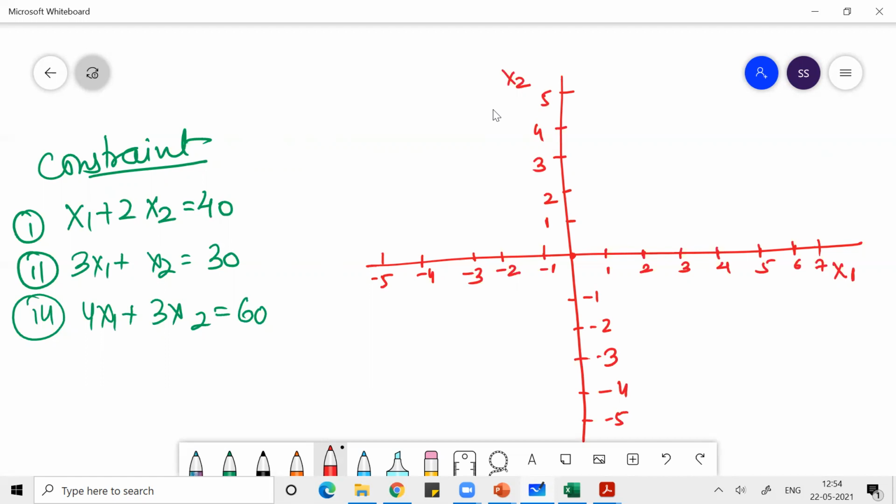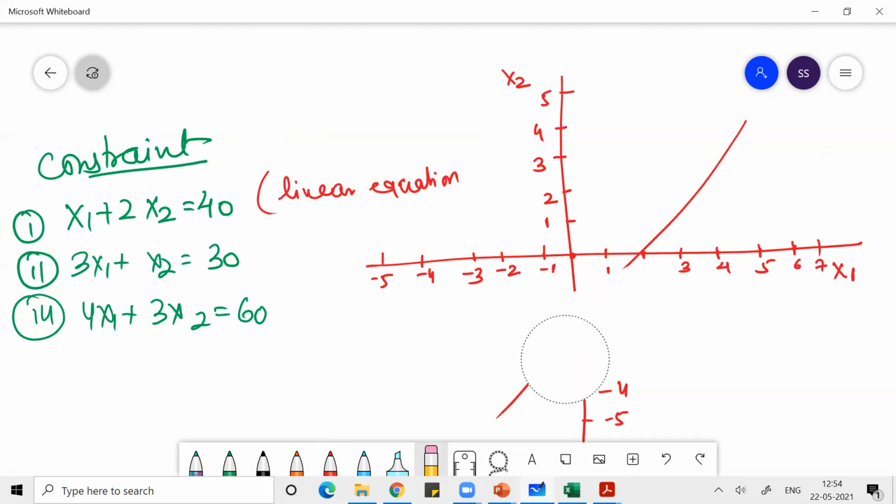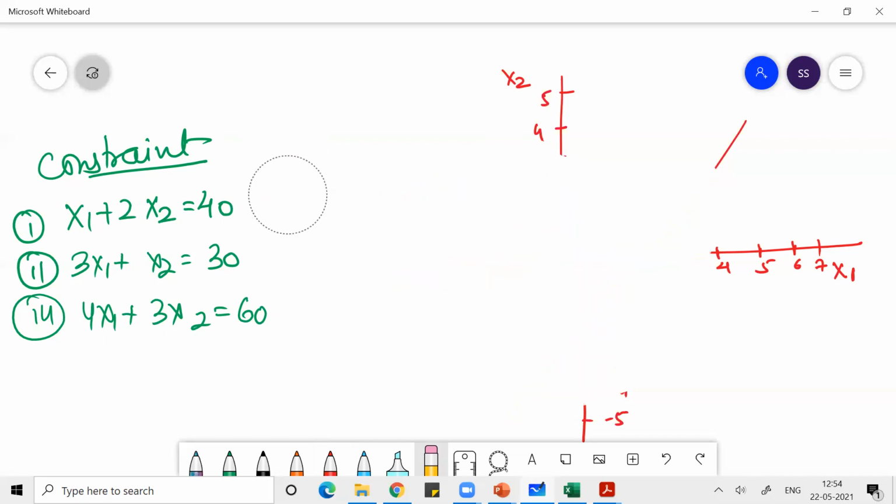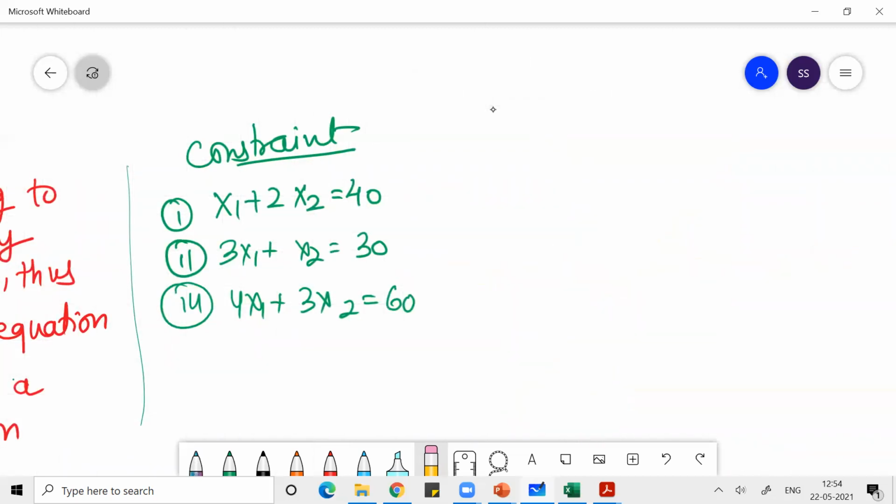Okay, and then what I'll do, please understand they are linear equations. And whenever you talk about a linear equation, it forms a straight line curve. So we'll try to plot a straight line curve for these three equations. So how to plot a straight line curve for this equation?